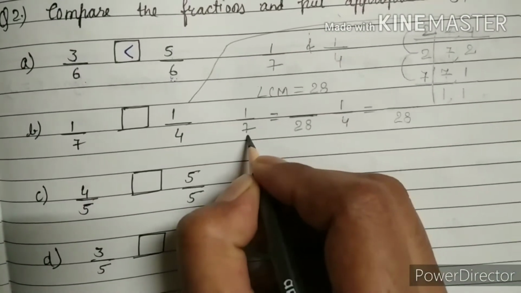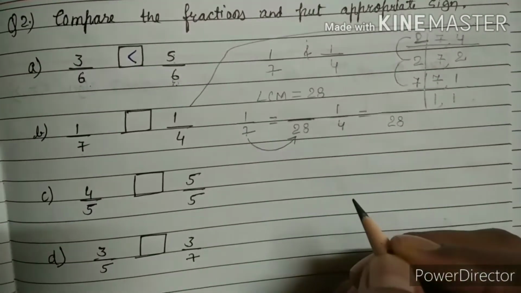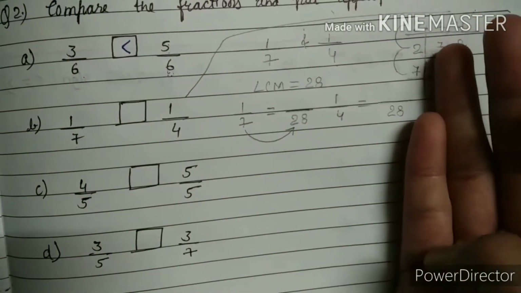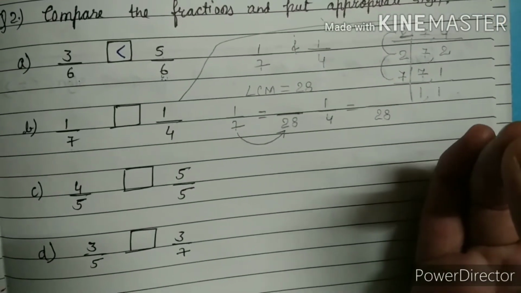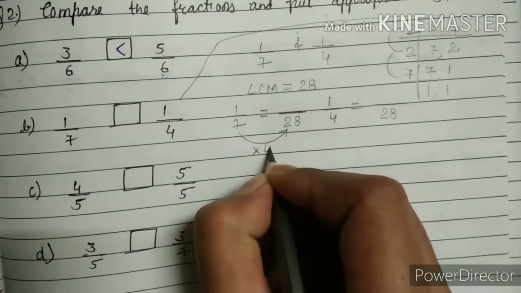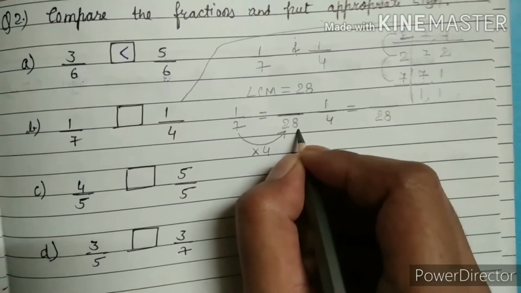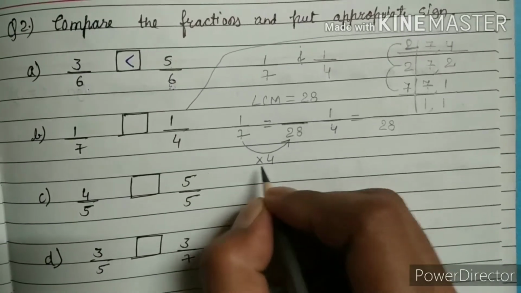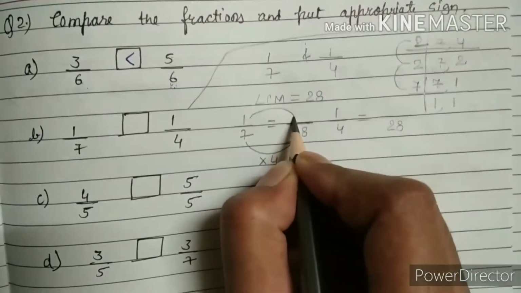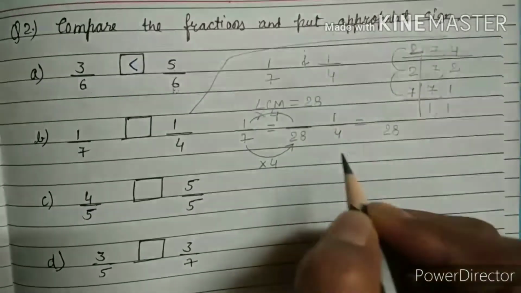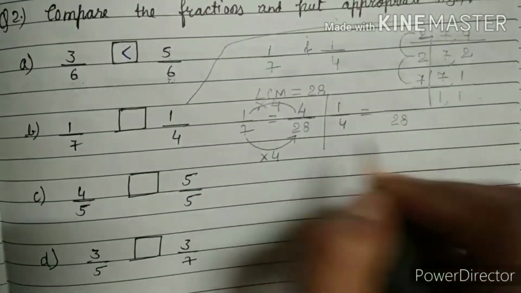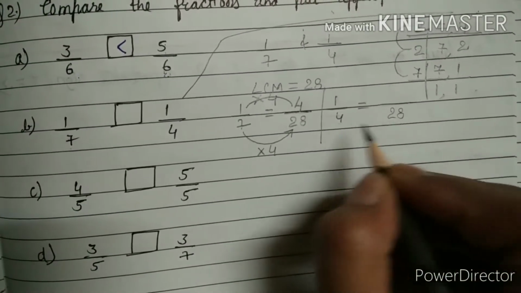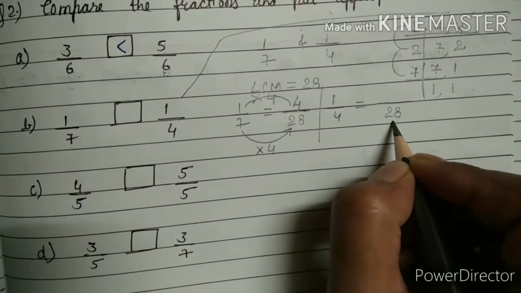So 7, how will 7 become 28? You just read the table of 7. 7 1s are 7, 7 2s are 14, 7 3s are 21 and 7 4s are 28. So after multiplying by 4 we get 28. The same number we multiply by 4 in the numerator, so 1 4s are 4. Here also we can see 4 by 4 we have to make into 28.